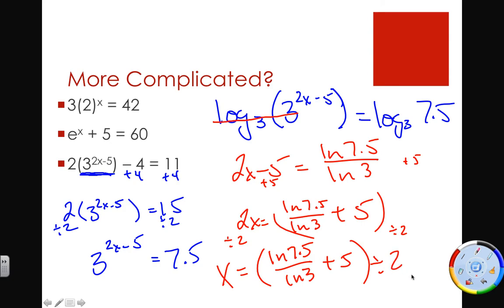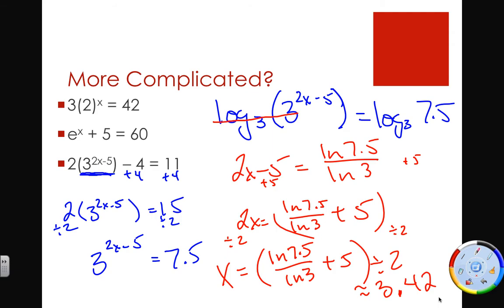I'm going to do the natural log of 7.5. Actually, I'm going to use the parentheses that I have written. ln of 7.5 divided by the natural log of 3 plus 5, close parentheses, divide by 2, and I get approximately equal to 3.42.